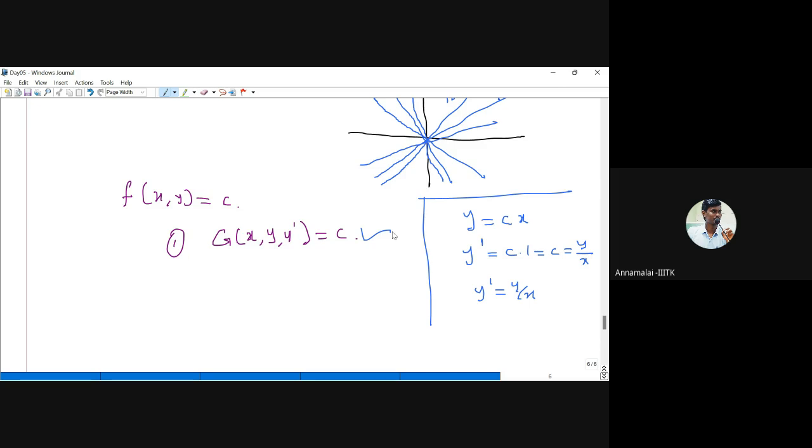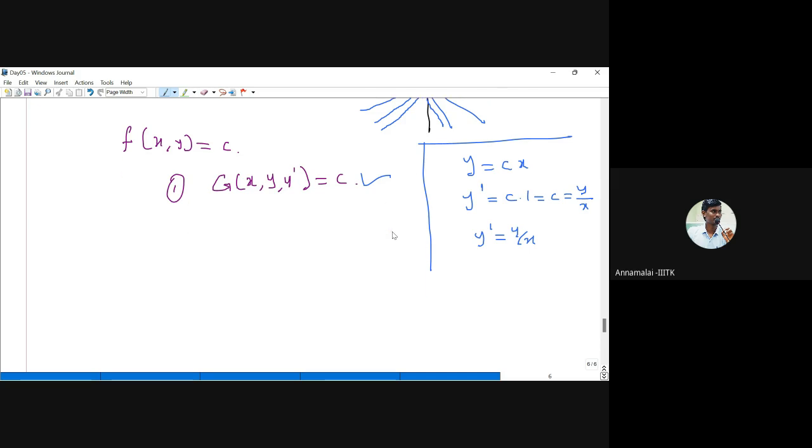So once you find these, you have to replace, because we need the product to be -1, right? C1 into C2 should be -1. So if you know C2, then C1 is nothing but -1 by C2. This is the idea. If you know C2, you can easily find C1. So similarly here, you have to replace y dash by -1 by y dash. So that is the important thing.